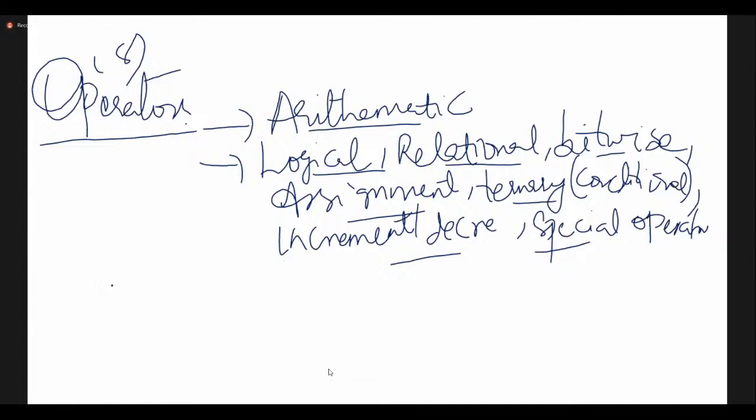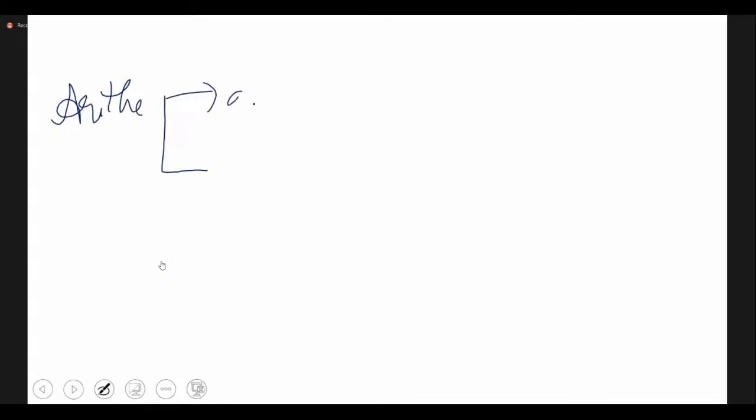So first, we will talk about the basic one. The first one is arithmetic operators. Arithmetic operators are broadly categorized as 5 types. First one is addition. Then we have subtraction, then multiplication, then division. Now we also have another one that is nothing but modular division.